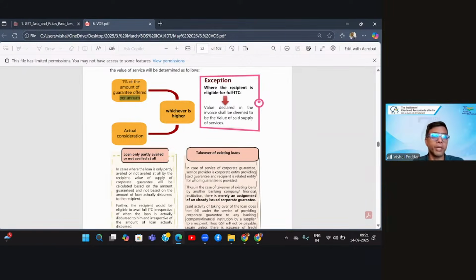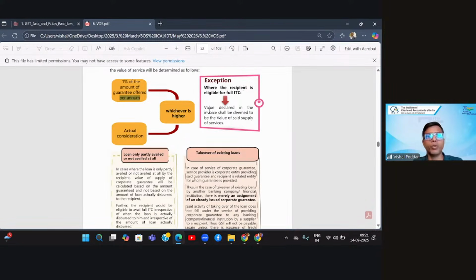Again, same point, same relaxation which was given above, that where my recipient, sorry, here I am the recipient. So where I am eligible for full ITC because my entire outward supply is taxable, there is no exempt supply, then this 1% and all is not required.